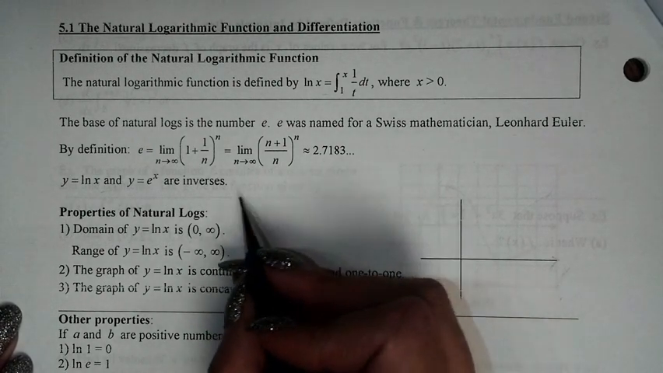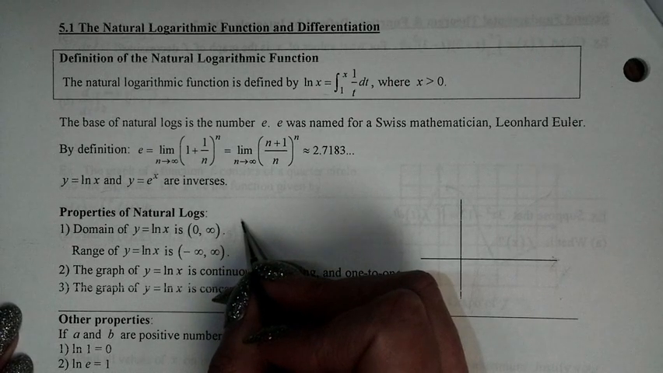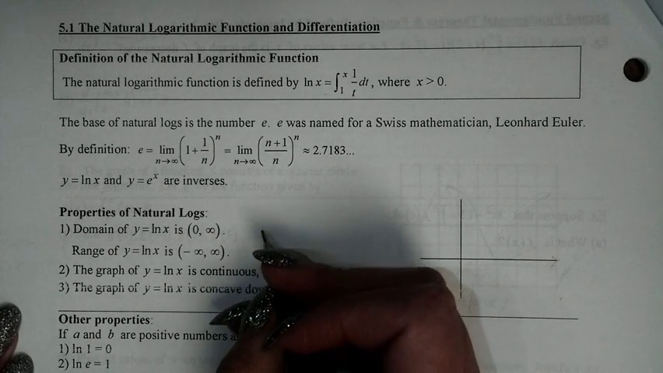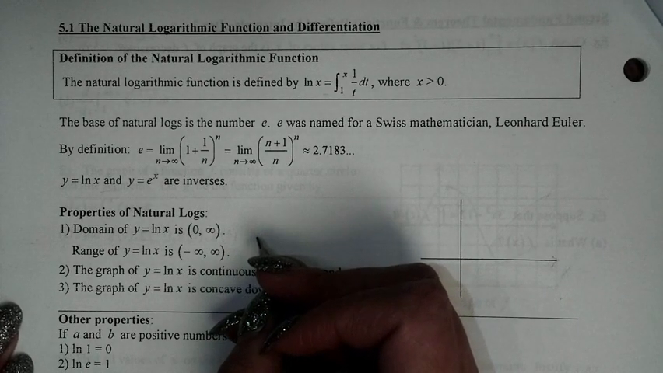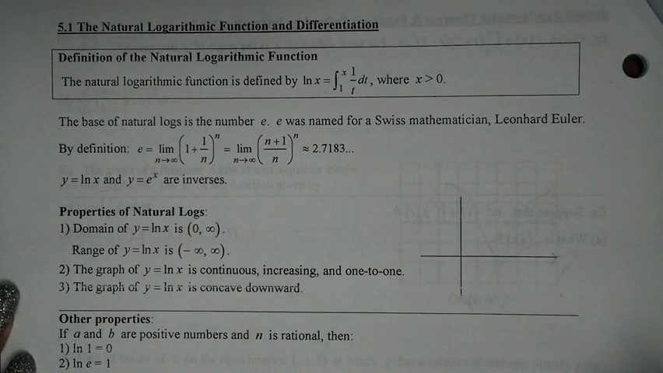Another thing that you learn in algebra 2 is that y equals natural log of x and y equals e to the power of x are inverses of each other. Another thing that you learn back in algebra 2 is the properties of natural logs. The domain of the function y equals natural log of x is from 0 to infinity. The range is all real numbers.